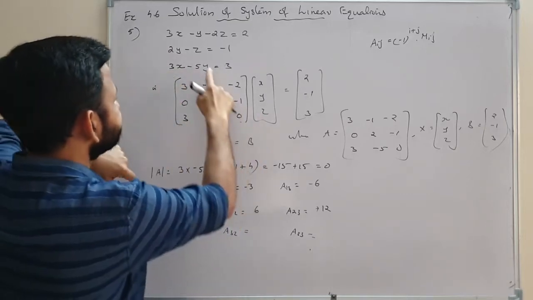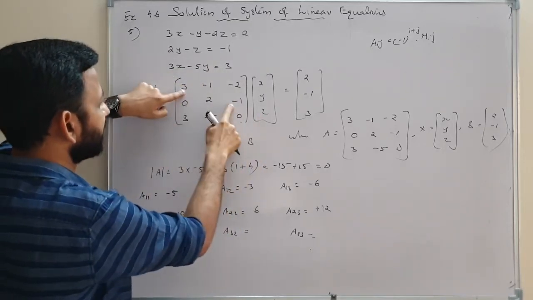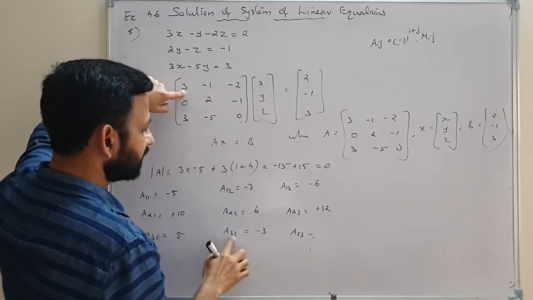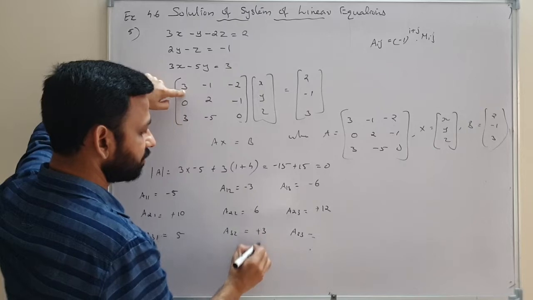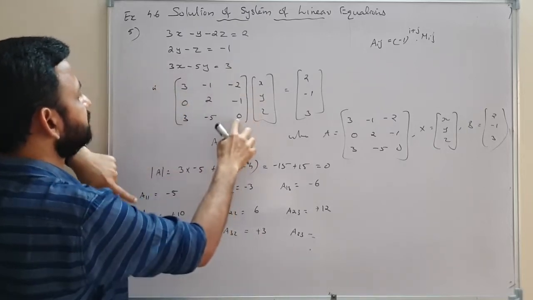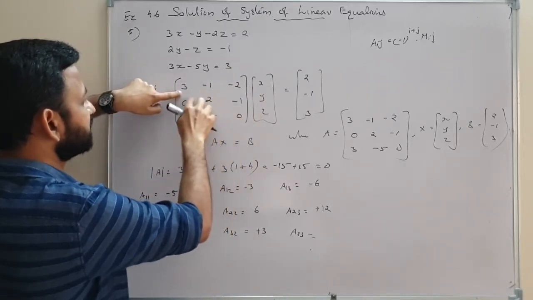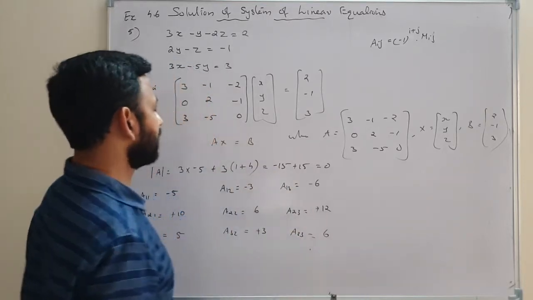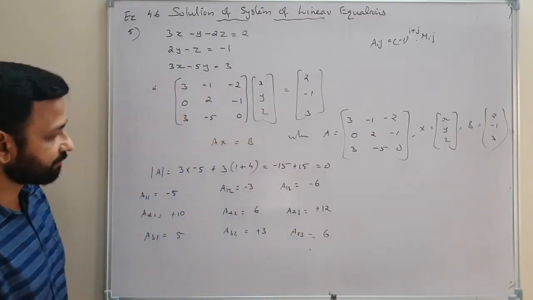And here, deleting, 3 into minus 1, that is minus 3 minus 0, that is minus 3. Here 3 plus 2, 5, odd number, opposite sign. Then here 3 into 2 minus 0, that is 3 into 2, 6. 3 plus 3, even number. So now we got all the cofactors.